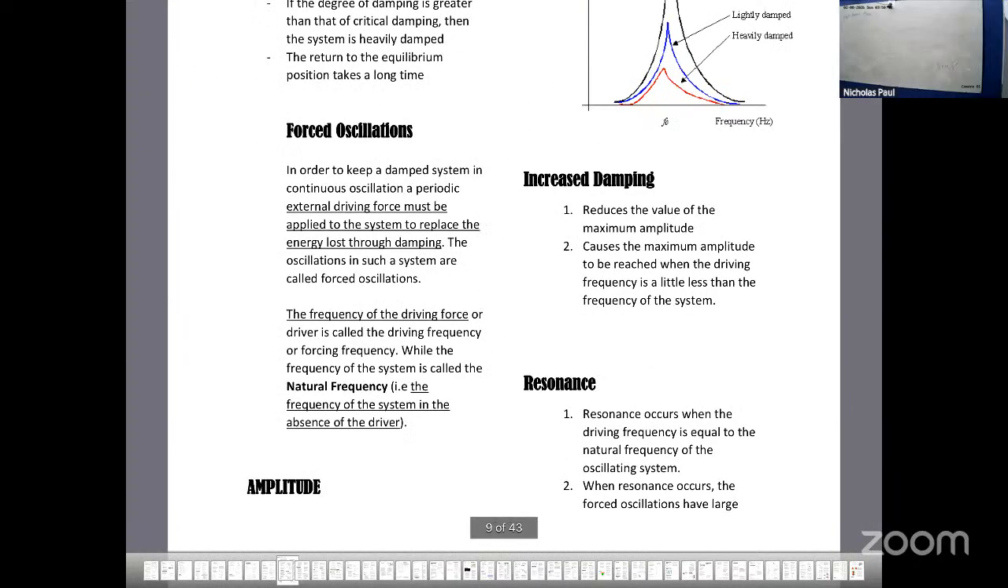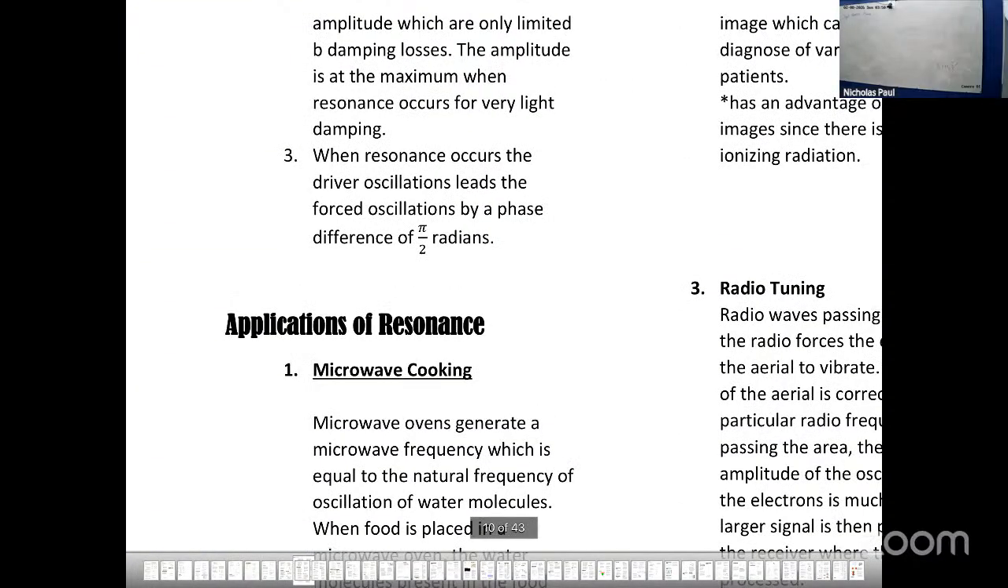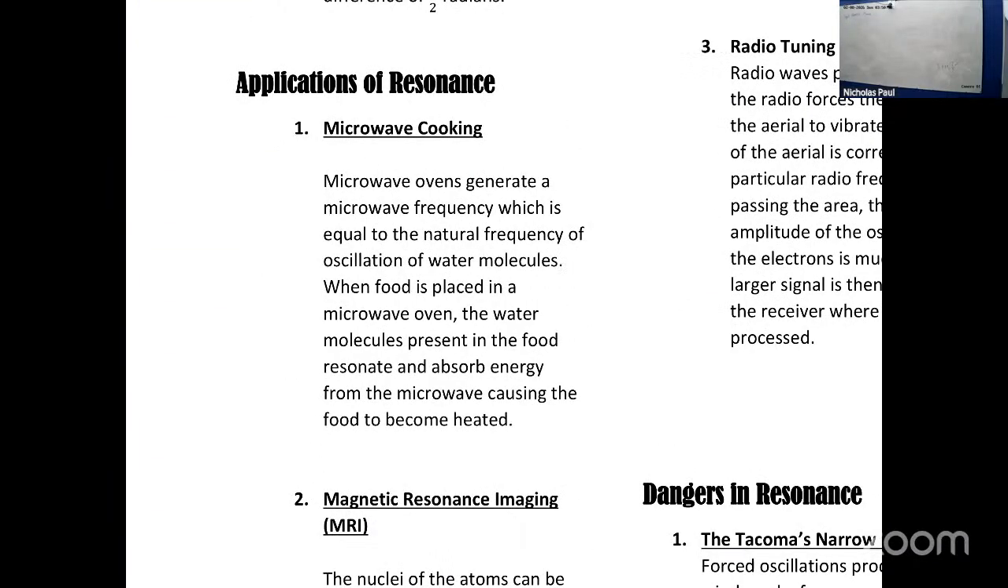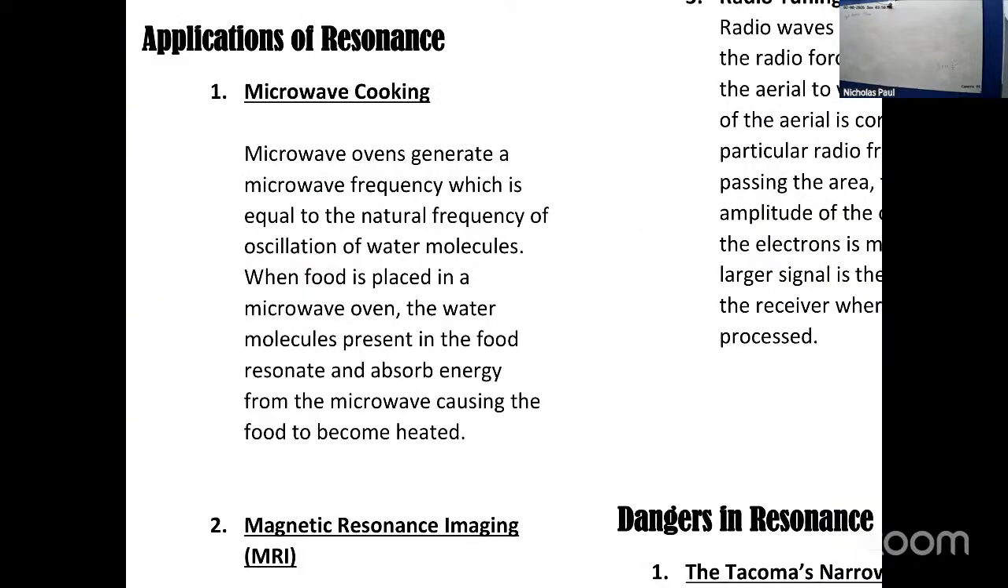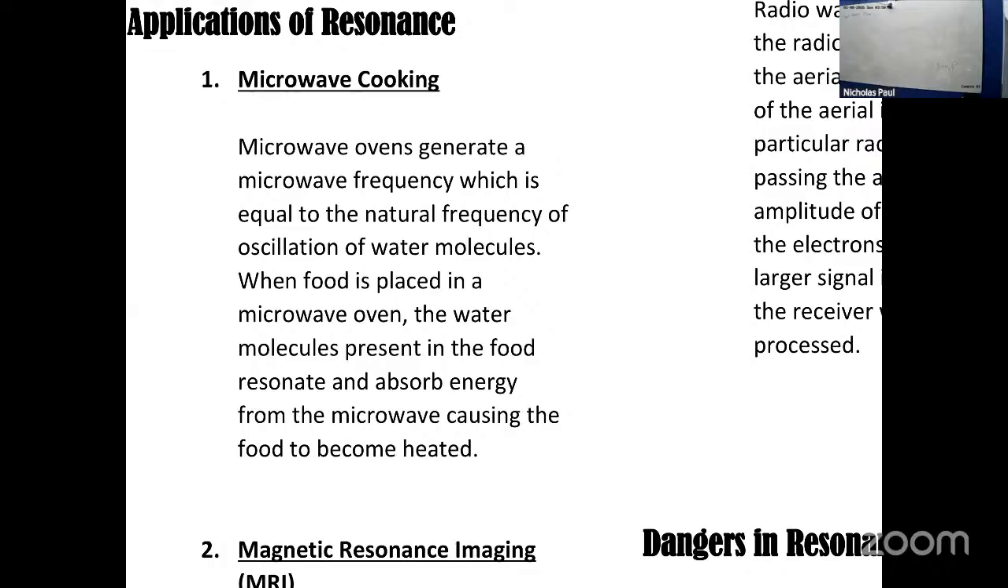Right, so we talk about resonance, and then here we have some examples of resonance. Some applications, some good and some bad. Let's go through this quick. The microwave oven generates a microwave frequency, which is equal to the natural frequency of the oscillations of water molecules. When the food is placed in a microwave oven, the water molecules present in the food resonate and absorb energy from the microwave, causing the food to become hot.